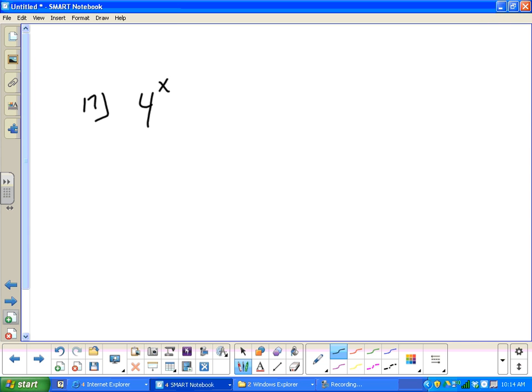You've got 4 to the x is 1 over the square root of 2. So what I'm thinking about on this one is a base of 2. The left side's pretty easy. 4 is just 2 squared. So let's say 2 squared to the x power. Now, the other side here is what's going to challenge you.